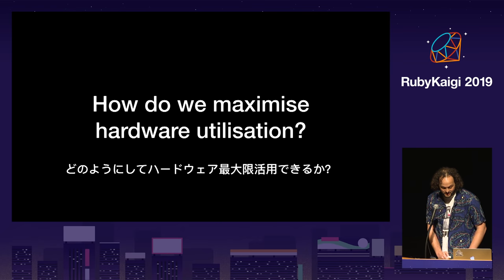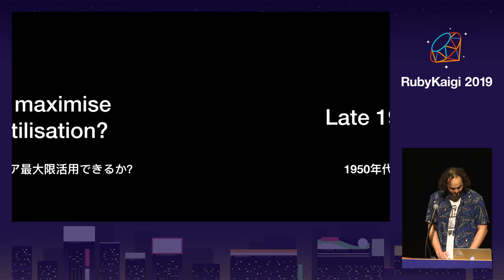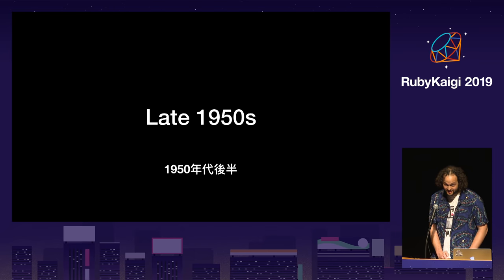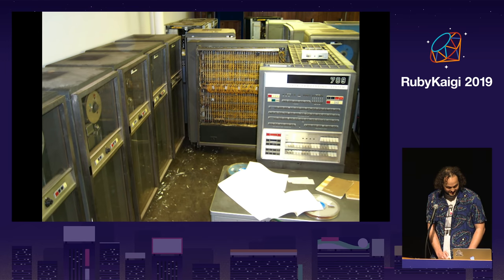So how do we maximize hardware utilization? This problem is already solved by modern operating systems, but that was not always the case. Let us go back in time to the late 1950s. This is a picture of an IBM 709 mainframe. It was one of the last computers to use valves rather than transistors. It was also the first computer on which time sharing was experimented with. Time sharing is a way to improve the utilization of hardware by scheduling multiple jobs to share common hardware resources more efficiently.